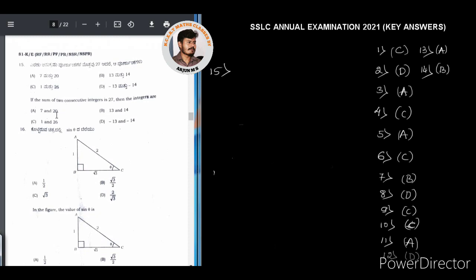So similarly, you just observe each and every option. 7 plus 20 whose sum is 27, but 7 and 20 are not consecutive numbers, and 1 and 26 whose sum is also equal to 27, but 1 and 26 are not considered as consecutive numbers. But you just observe option B, 13 plus 14 whose sum is equal to 27, and 13 and 14 are consecutive integers. So that's why option B is the right answer for 15th question. So option B is correct answer.